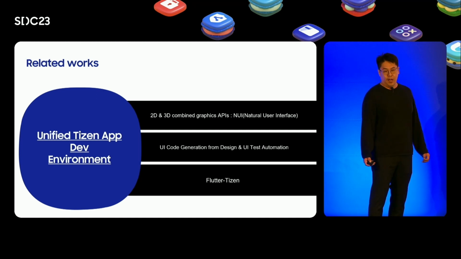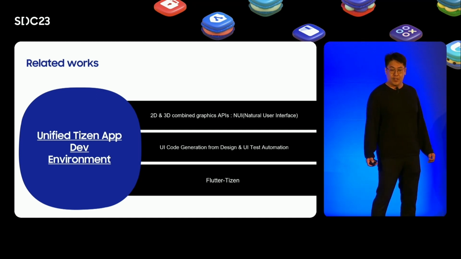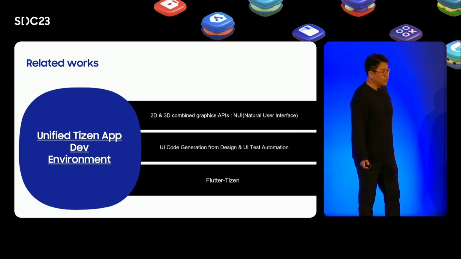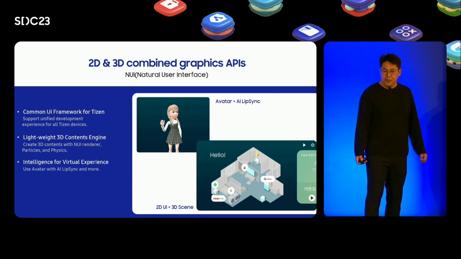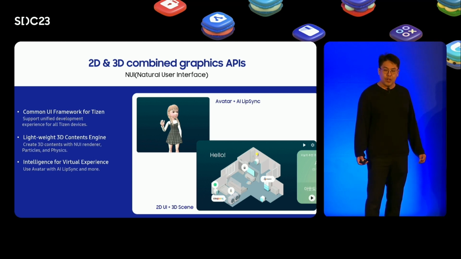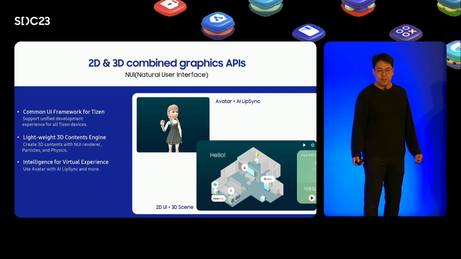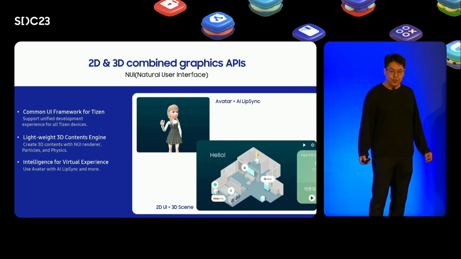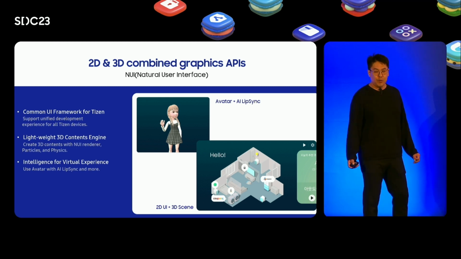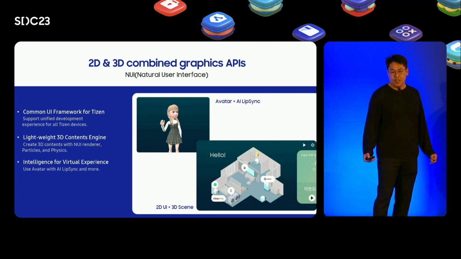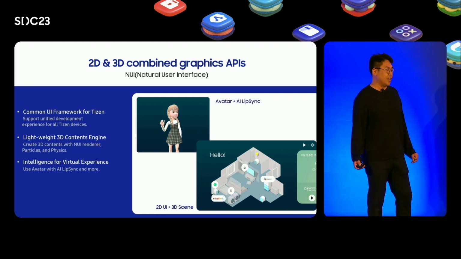Tizen platform and SDK want to provide a unified Tizen app development environment through several related works in the long run. First one is 2D, 3D combined graphic APIs. You can develop 3D user interfaces such as avatar and home view through the Tizen SDK, which will be released in the future. NUI, a common UI framework of Tizen, provides a lightweight 3D rendering engine as well as a UI toolkit for building rich applications.